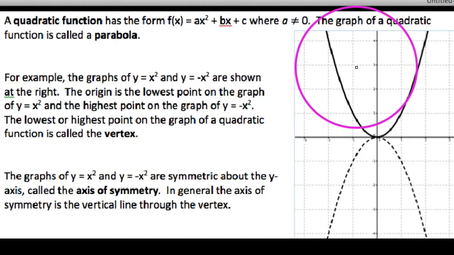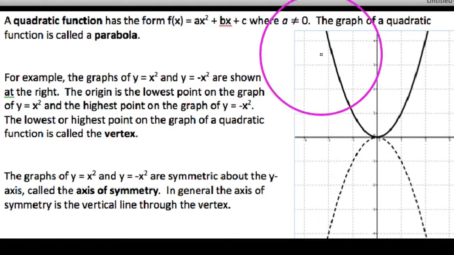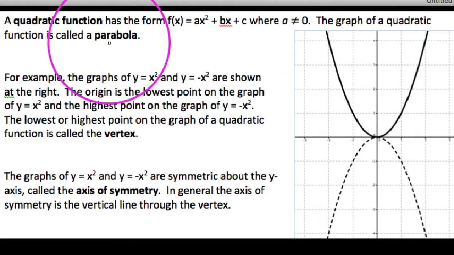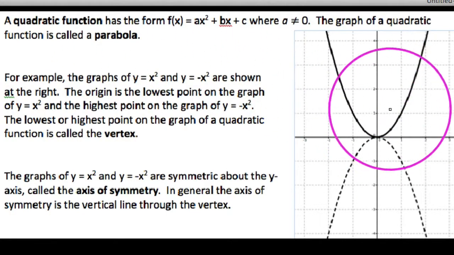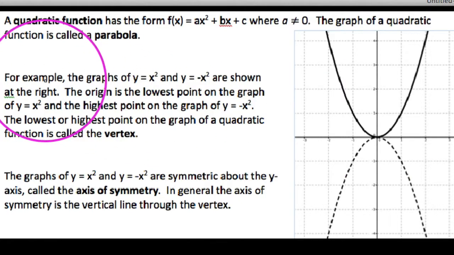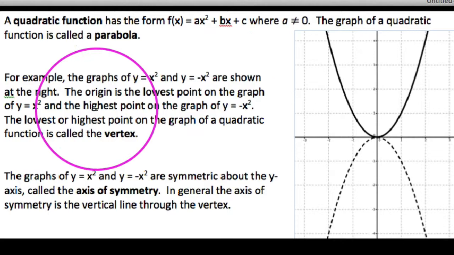X squared graphs tend to have shapes that look like these parabolas here. So we say the graph of a quadratic function is called a parabola. You just need to know that these graphs are called parabolas. But I say here, for example, the graphs of y equals x squared and y equals negative x squared are actually shown on the right.